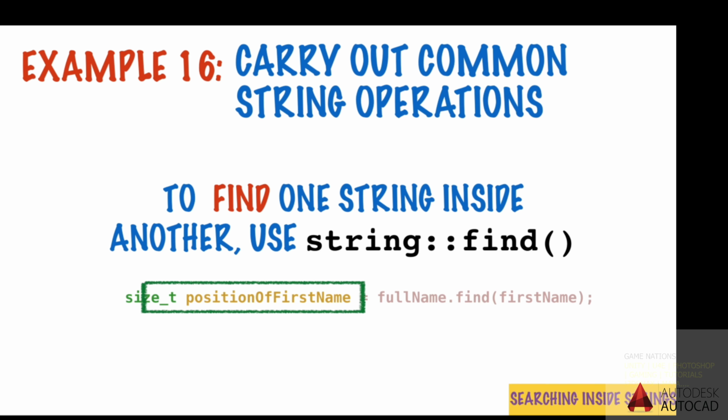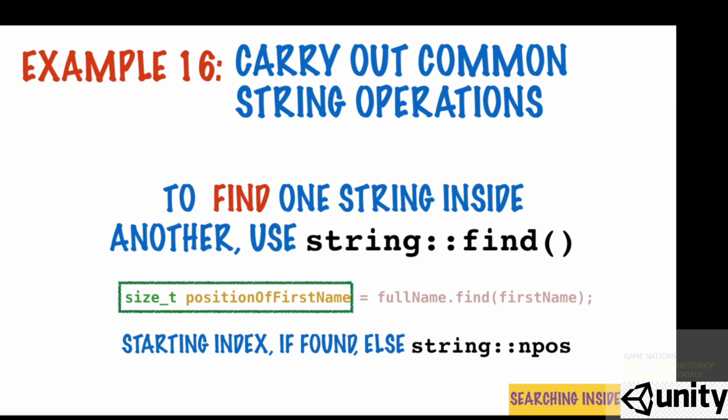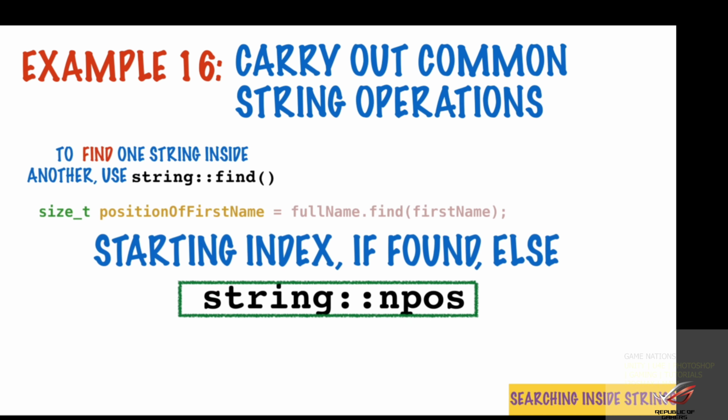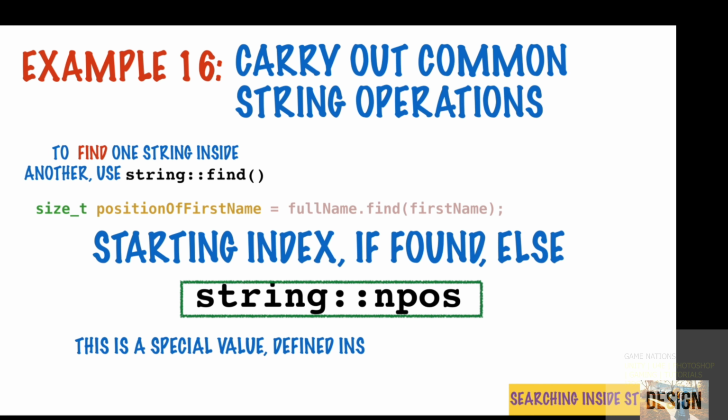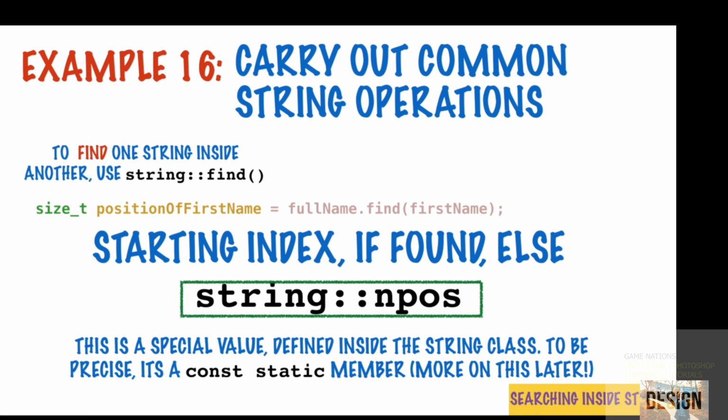It's the receiver. And the output of this function is the position, the starting index of that string if it was found. And if not, it's a special value called npos. Now this brings us face to face with a string specific constant. This is a const static member of the string class, which we'll talk about later. But for now, just remember that this is effectively like a hash define. This is a special value. We should always check for this special value when we search for one string inside another.